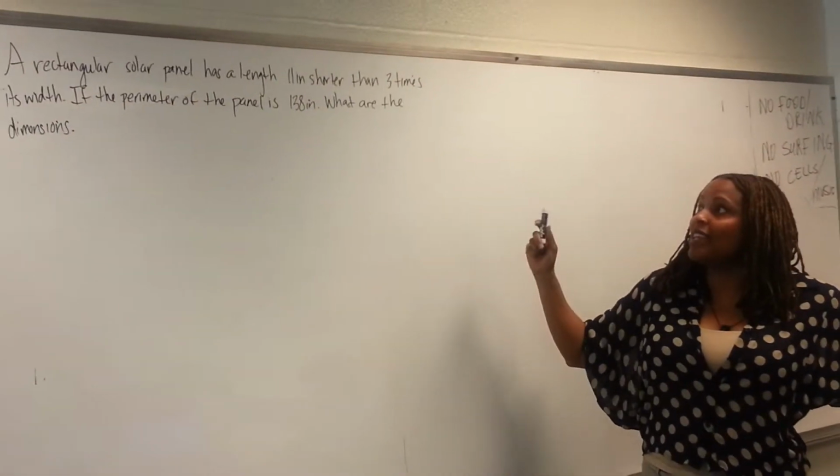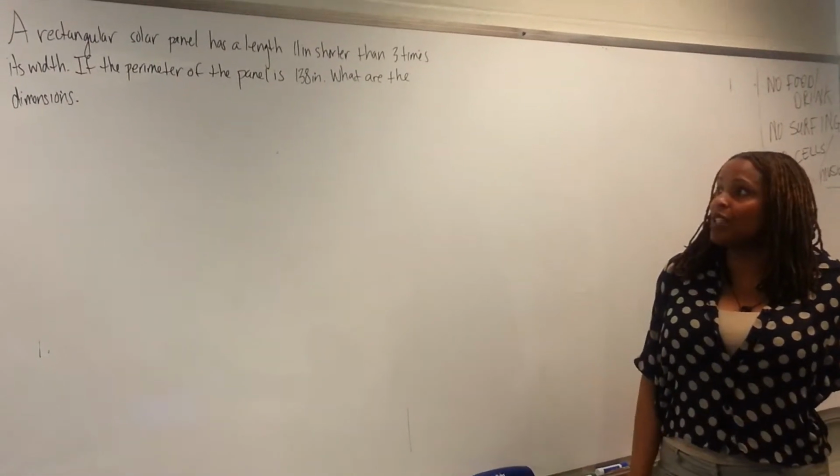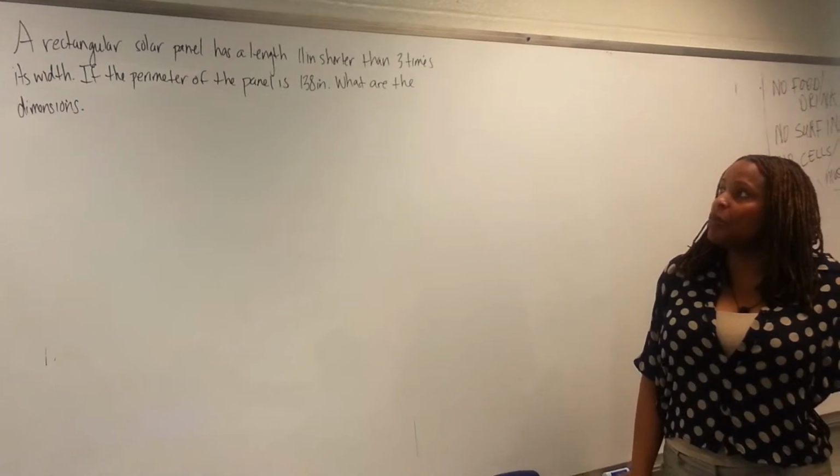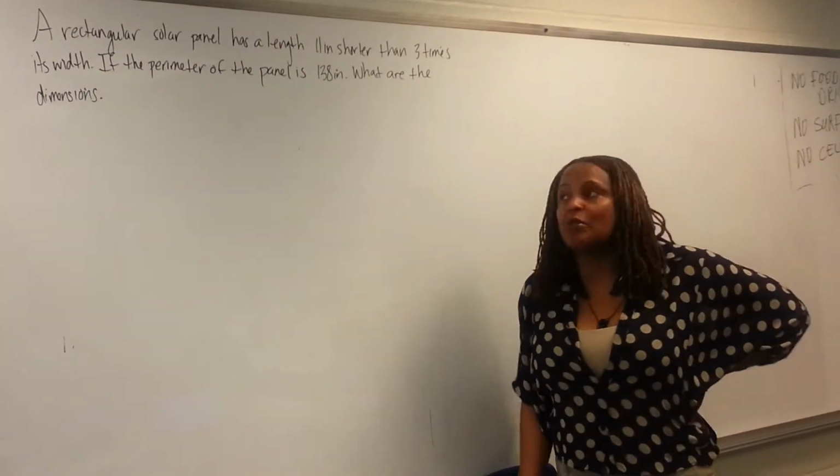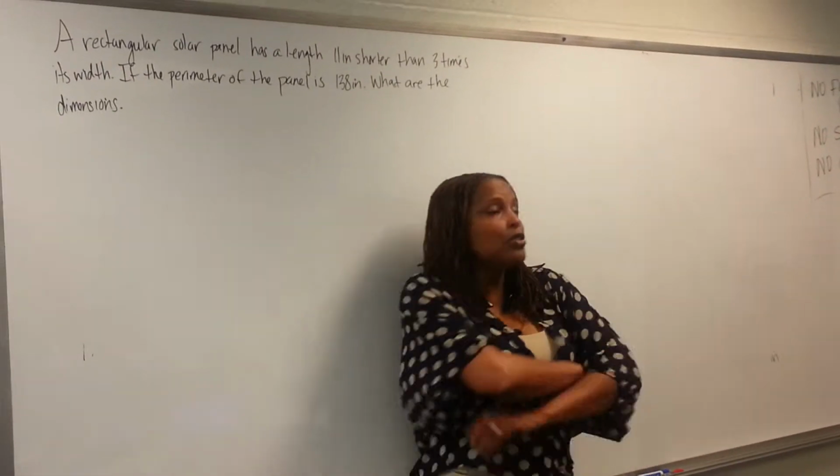A rectangular solar panel has a length 11 inches shorter than 3 times its width. If the perimeter of the panel is 138, what are the dimensions? Sometimes when you have a word problem, you don't have a clue of how to start.